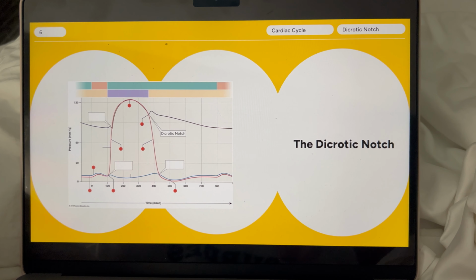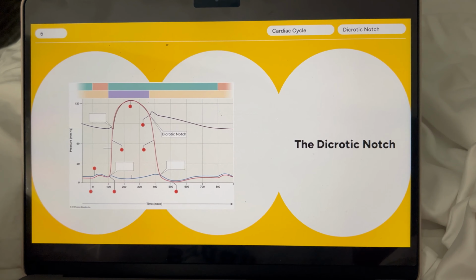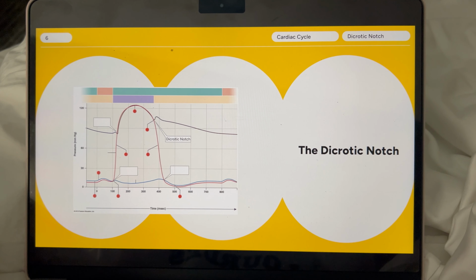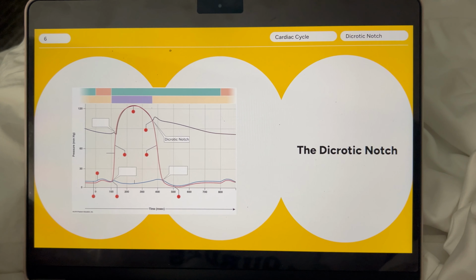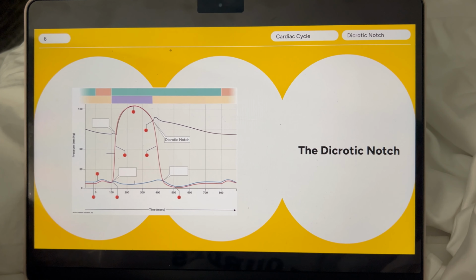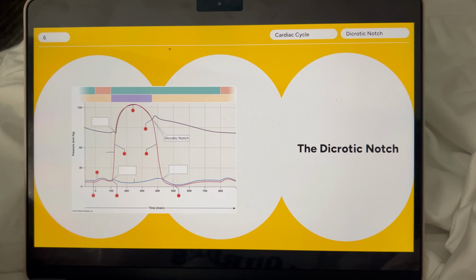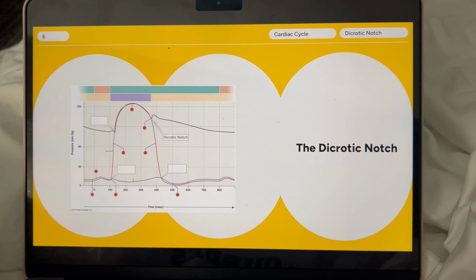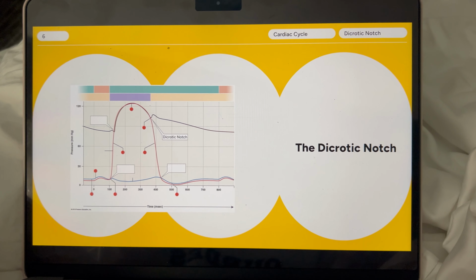Then we have the dicrotic notch. This notch is where the systolic pressure gets released and the dicrotic wave is then present and switches the system back and forth between the two.